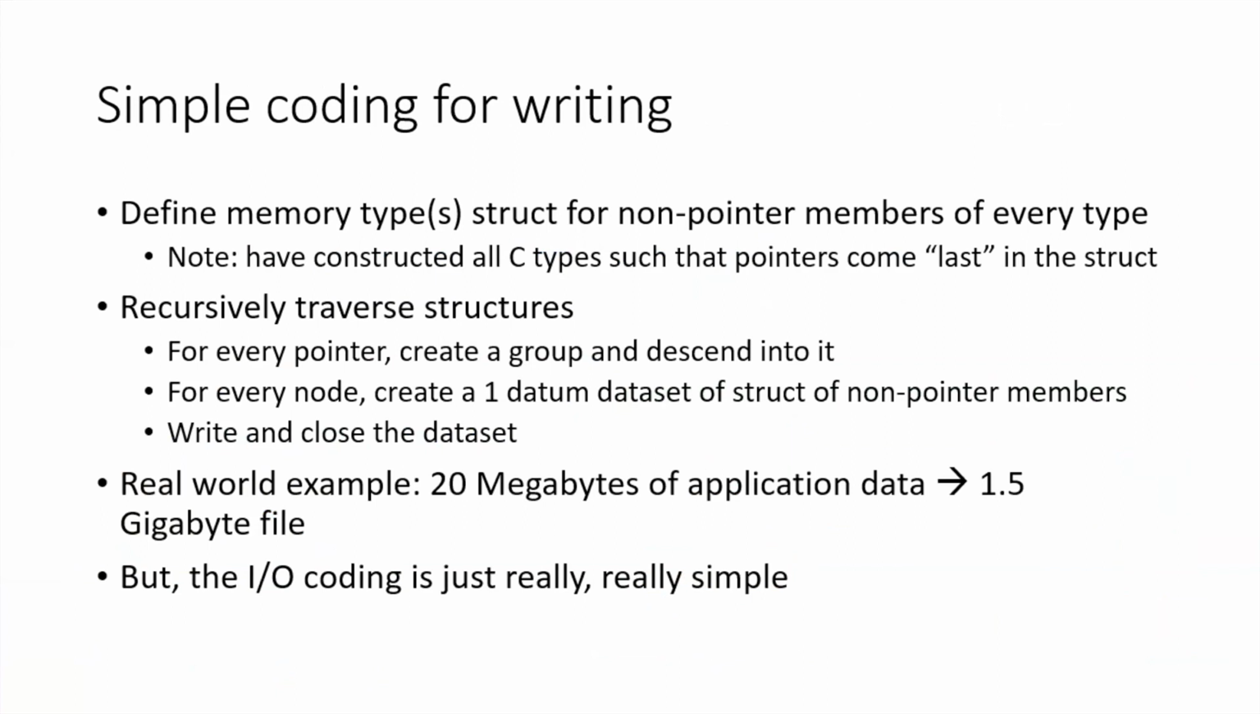So I had a user at Livermore Labs that had basically an application with 20 megabytes of this kind of data, and the file he produced was 1.5 gigabytes because of all of the metadata that was in the file. So the problem is, how do you do this better? The coding's really simple to do, though, and it's really easy for people to fall into this trap, I think, when they're going to write out complex data structures to HDF5.